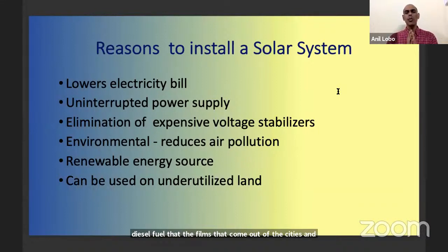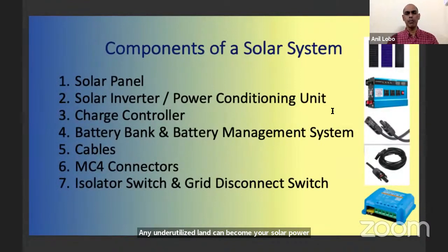And finally, we need to look into renewable energy sources. There are various renewable energy sources, and one of the renewable energy sources that I'll be talking about is the solar system. Now, the best thing about a solar system is you don't have to put it on prime land and agricultural land. It can be put on your rooftop, and very importantly, it can be put on barren land, hills, slopes, rocky surfaces. Any underutilized land can become your solar power plant.